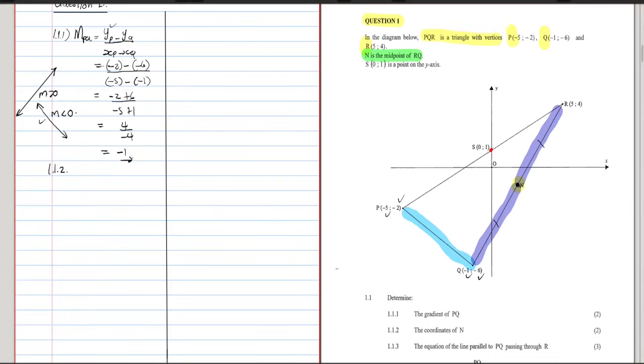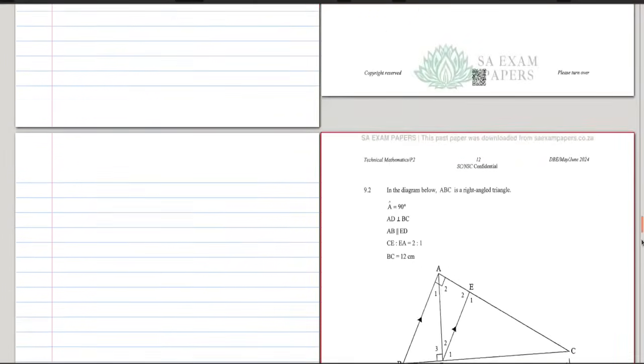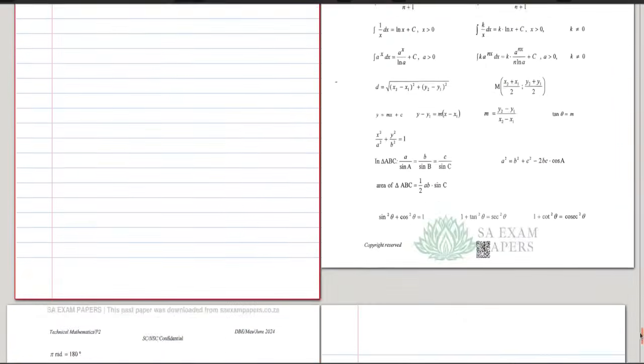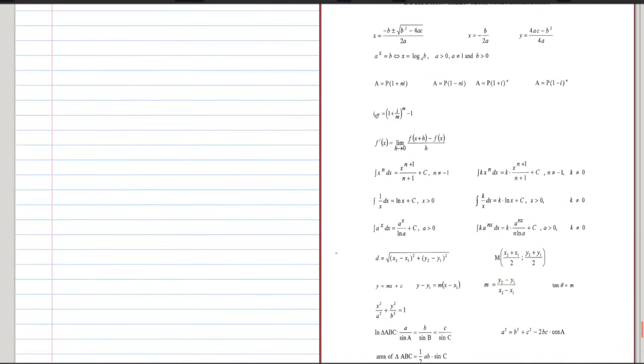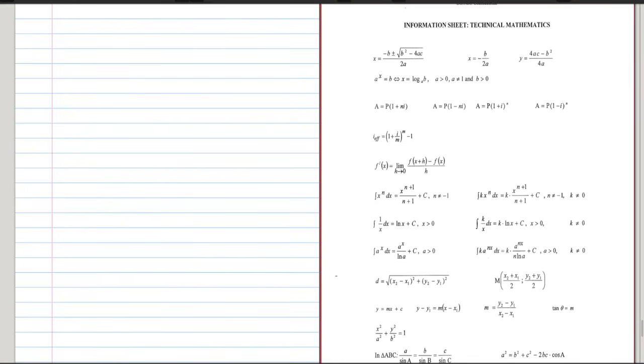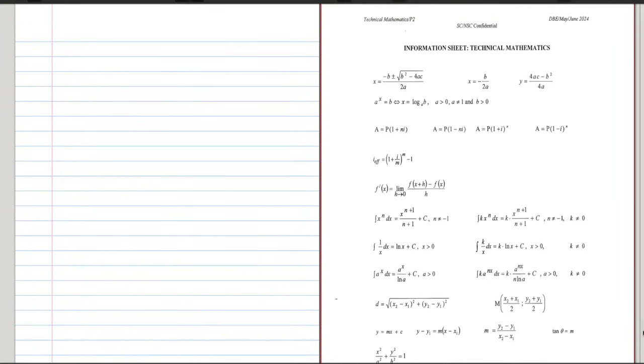They want the coordinates of N, which is the midpoint. Another thing, guys, also consult your formula sheet if you forget your formulas. What were we calculating? We were calculating the gradient. There's a formula for a gradient. Now we are calculating what? A midpoint. You can use the formulas as they are, but just know how to differentiate, or learn to label your points 1 and 2. So this is the midpoint formula, going back.